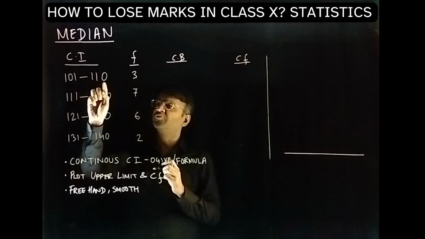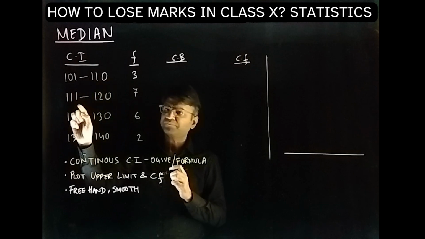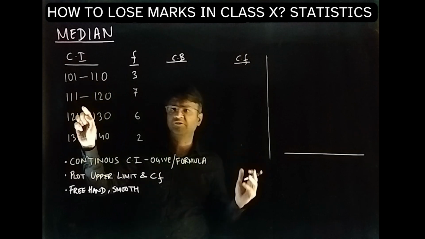So if you see the difference between this number and this number is 1, you will divide that by 2, you are going to get 0.5.